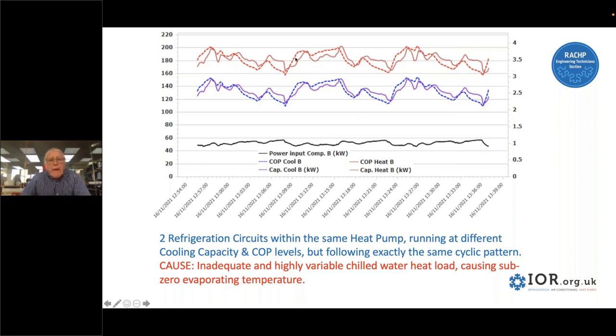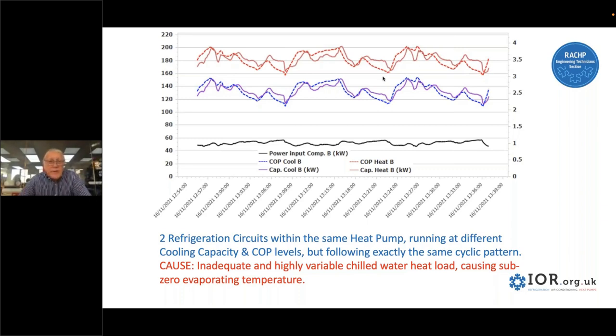Above, we have in the dotted line the COPs, the blue and the red line here, and also then you can see the cooling capacity of each circuit. Note how the two are following each other exactly the same. So whilst they're at different capacity levels, cooling capacity in the upper one is reaching almost 200 kilowatts and the lower one at 150 for different reasons. They're both following in the same pattern because there are aberrations occurring in the chill water flow rate and temperature. So this is primarily part of the cause of the problem that this machine has suffered.